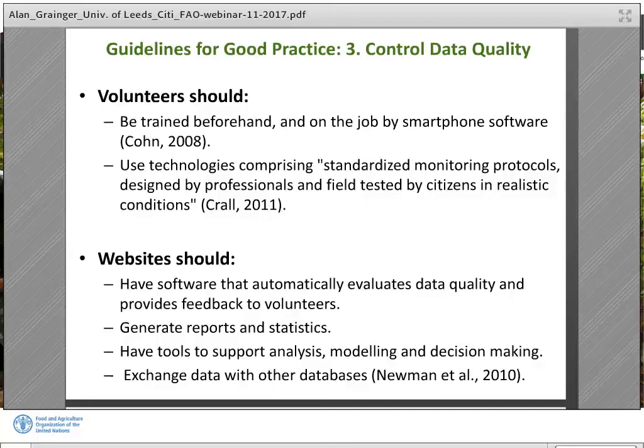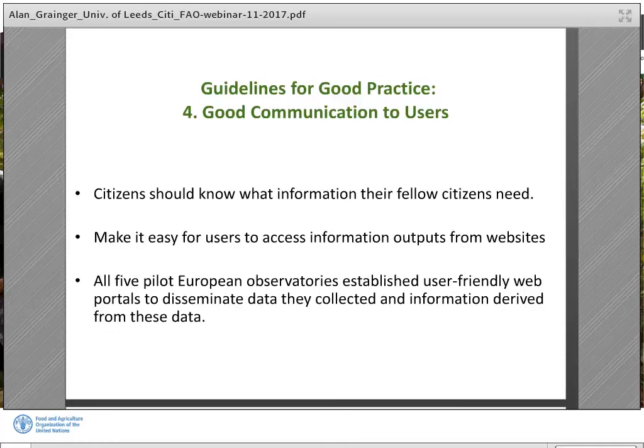Good websites have software that automatically evaluates data quality and gives feedback to volunteers, has tools to support analysis, modeling, and decision making, and can exchange data with other databases. A successful citizen observatory will communicate information effectively to those who need it to support environmental management. So citizens should know what information their fellow citizens need and make it easy for them to access information outputs. All 5 pilot European observatories establish user-friendly web portals to disseminate data they collected and information derived from these data.